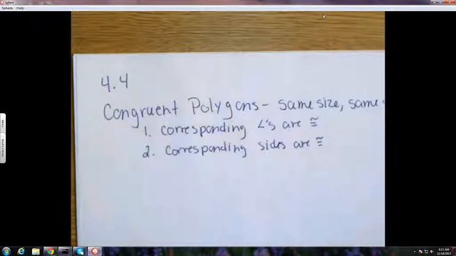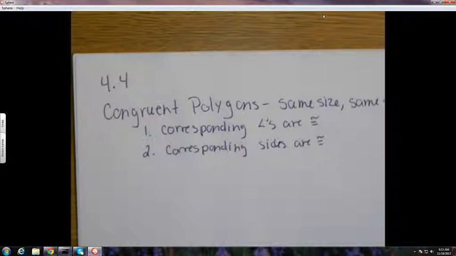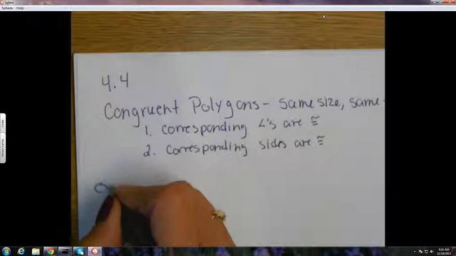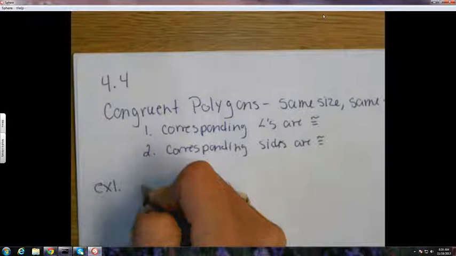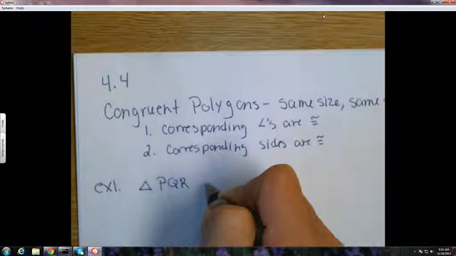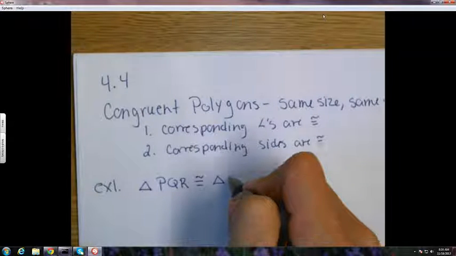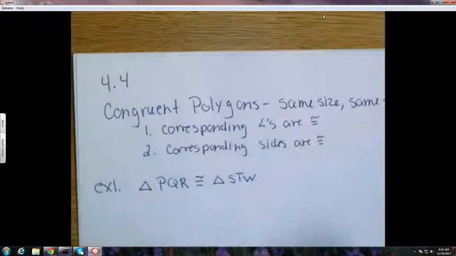So all in all, when you talk about congruent, say, triangles, which is mostly what our emphasis is going to be on, you have 6 pairs of congruent parts when you talk about 2 triangles. 3 pairs of angles and 3 pairs of sides that are congruent. So in our first example, if I tell you that triangle PQR is congruent to triangle STW, you should be able to list out the 6 pairs of congruent parts.